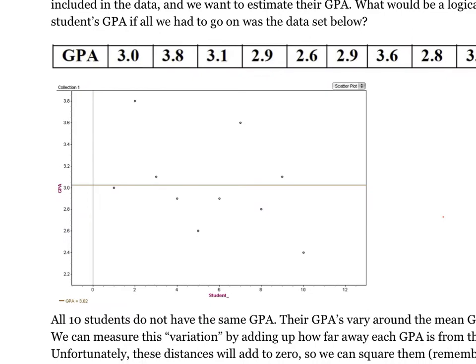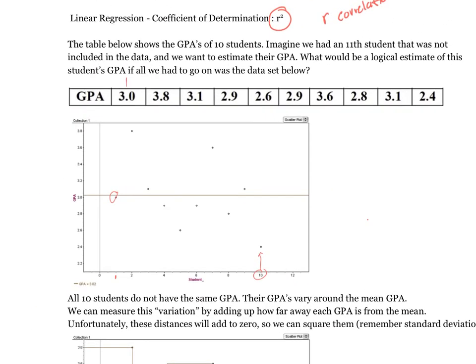I called the first student student 1, so this would be student 1, and you can see their GPA was 3. Then I graphed a point for every student's GPA, and there were 10 total. So you can see the 10th student is right here in the chart. That was 2.4.